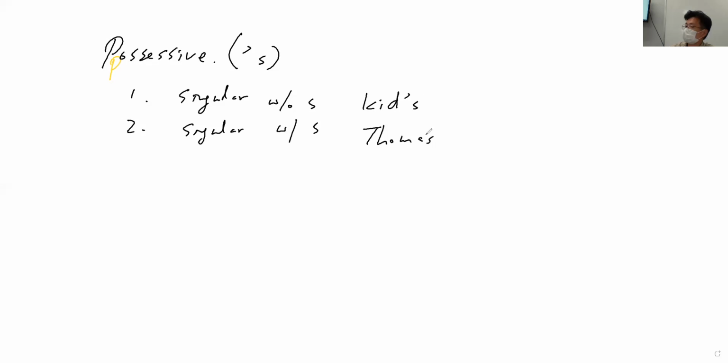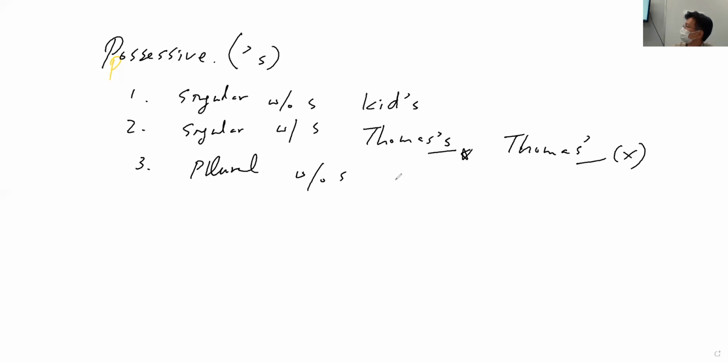This is a tricky thing. A lot of people get confused, but still you have to put apostrophe s. This is important. Some people just think that this is wrong. And number 3, if it is plural without s at the end, like children, still just apostrophe s.